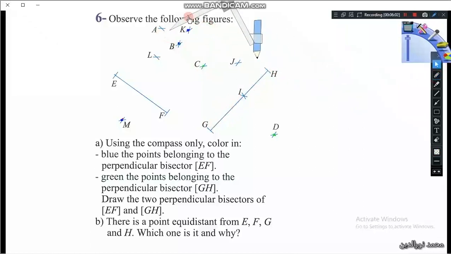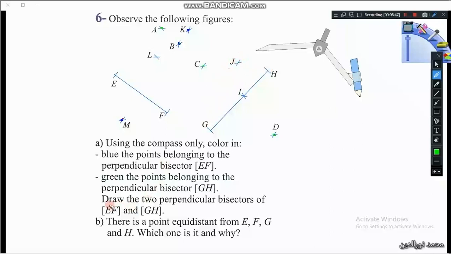بعد في عندي point A, it's possible that it belongs to the perpendicular bisector, so this is the distance AH. It equals AG. AH and AG, as we notice here, they are equal. So A belongs to the perpendicular bisector of GH. So we color it in green. أكيد G, it's closer to H than G, so it does not belong to the perpendicular bisector.